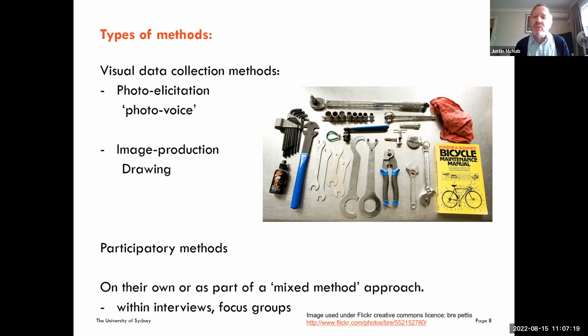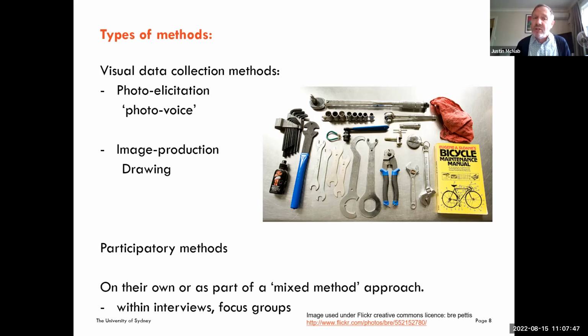So in this case, we're getting participants to participate in the generation of data. But there are also other kinds of participatory methods where we might get participants to be involved in the study design, perhaps even in analysis, perhaps in interviewing, those sorts of things. But in this instance, in the examples I'm going to give you, it will be participants generating visual data in some way, either a photograph or a drawing.